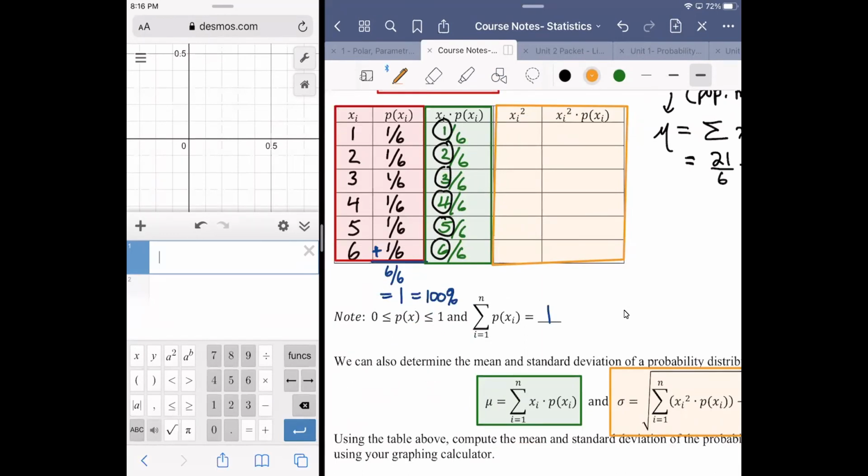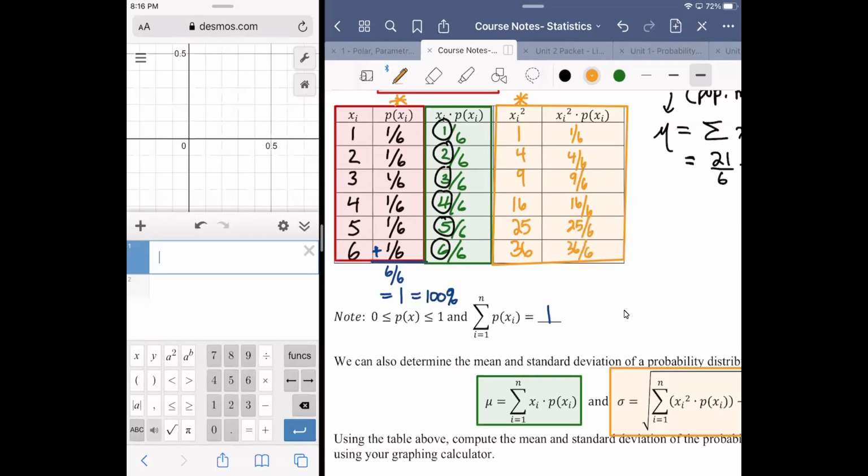But what I'm going to do is square each of those x values. So 1, 4, 9, 16, 25, 36. Then I multiply those values by p of x sub i. So the p column. We're going to take these two columns, this one and this one, and multiply. So I'm going to get 1/6, 4/6, 9/6, 16/6, 25/6, and 36/6.